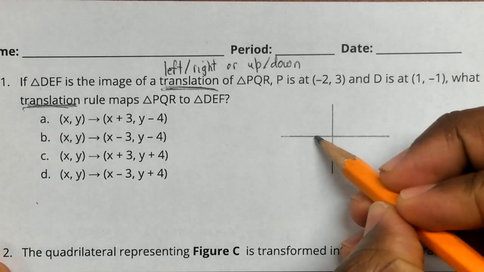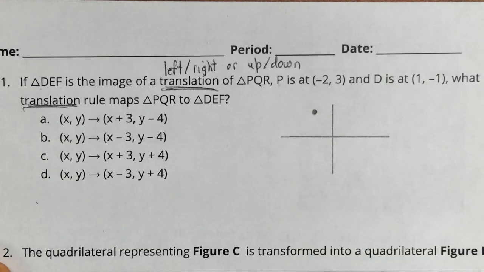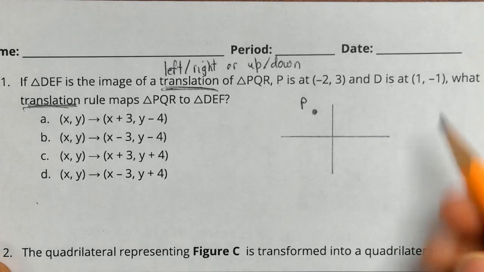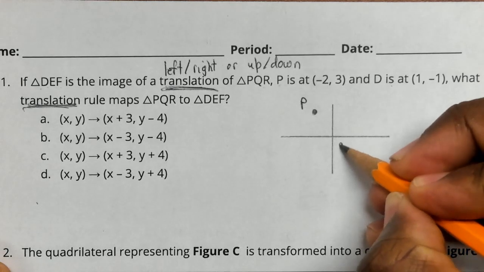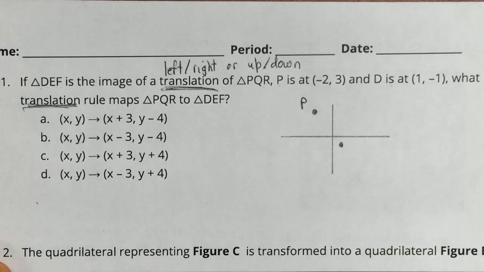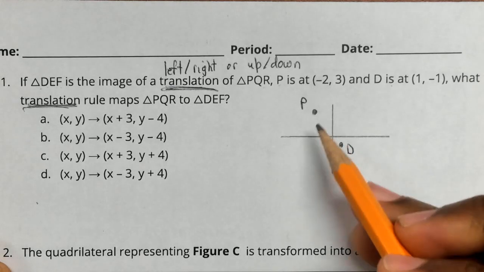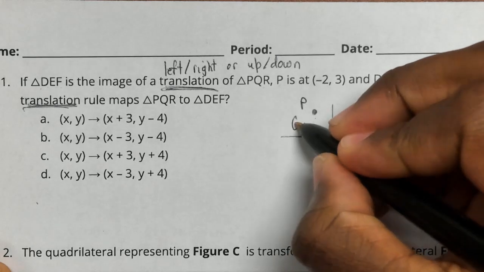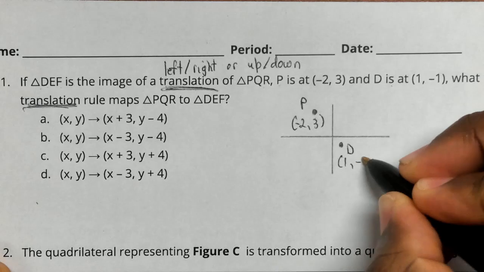So -2, +3 would be approximately right here. So that would be point P. So we know point D. Point D is 1, -1. So +1 for the X, -1 for the Y. So that's approximately here. So my aim is that I need to try to find a rule that would bring me from here to here. So again, this is -2, 3, and this is 1, -1.